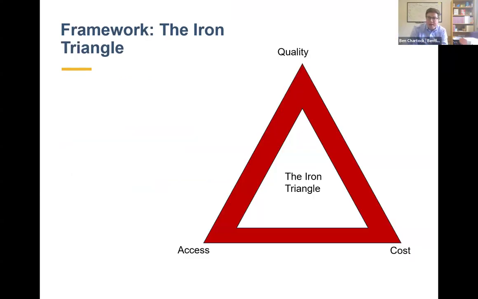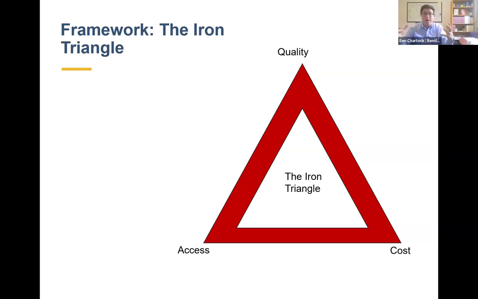And one tool I really like is something called the iron triangle. There are 3 goals of healthcare, right? High quality care. High quality healthcare is getting the results that we want. Low cost care and high access care, meaning low barriers to people who want to access this care. Now, it's really, really difficult to get all 3 of these at the same time.